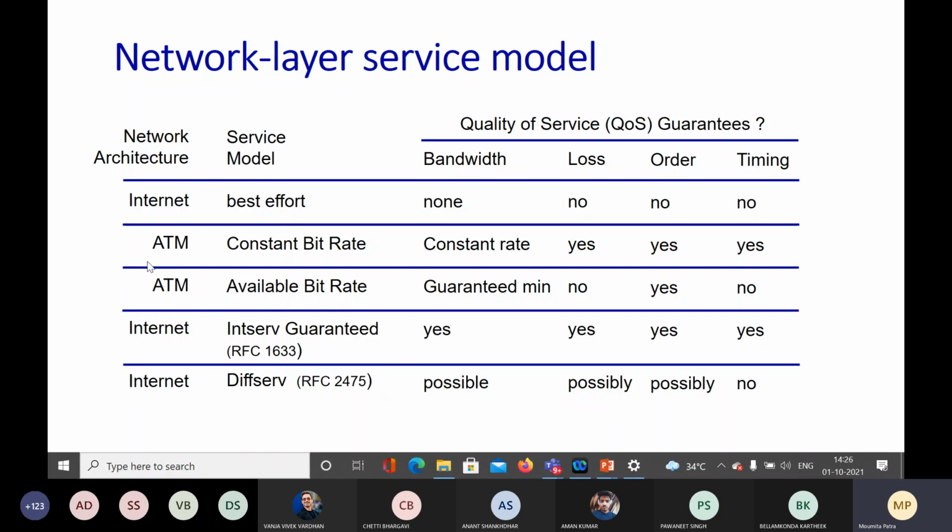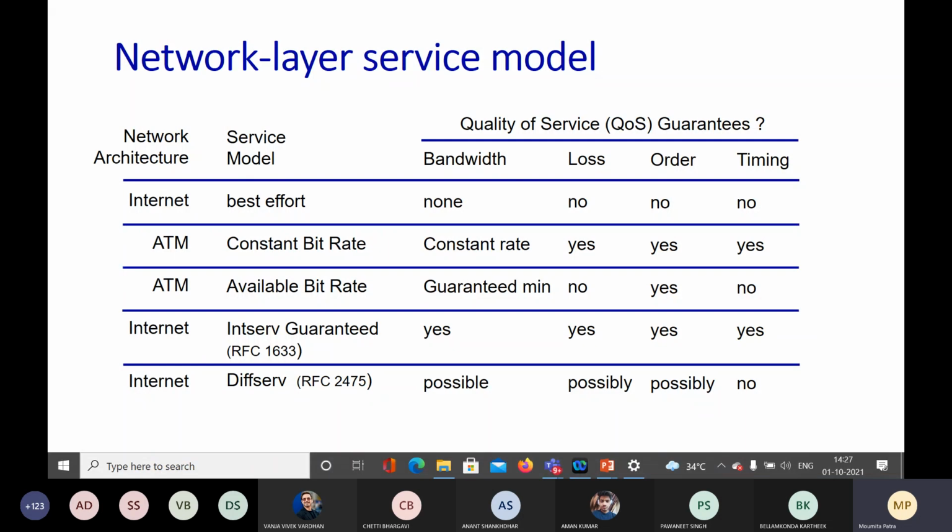Next network architecture is ATM, that is asynchronous transfer mode. This is a different kind of network architecture which uses some concepts of packet switching as well as circuit switching. All right. So we will see this if we have time at the end of this course. Now we are looking at the internet only, so we will see how the layers work in the internet network architecture, whereas ATM is a separate kind of network architecture.